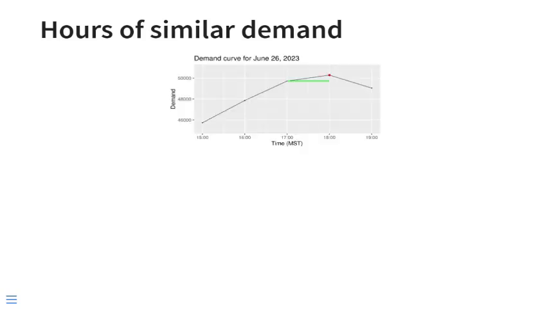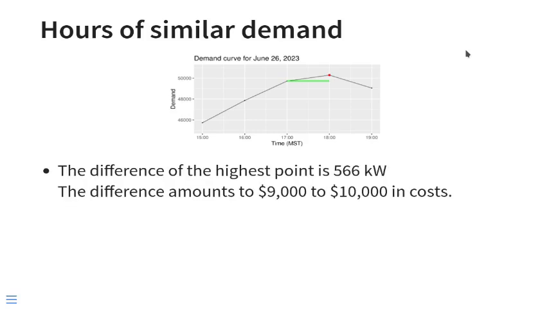What I've done here is I've drawn a green horizontal line from the second highest point in the month across to the highest one. You might ask, what's the difference between that peak and the second highest point? Turns out that in this particular month, the difference was 566 kilowatts. Now, when you multiply that by your rate of being charged, that could be $9,000 to $10,000 in difference.